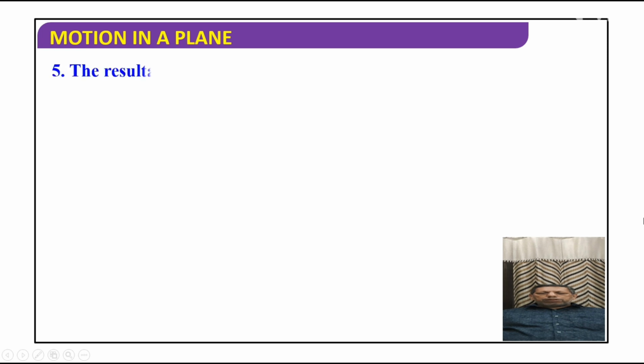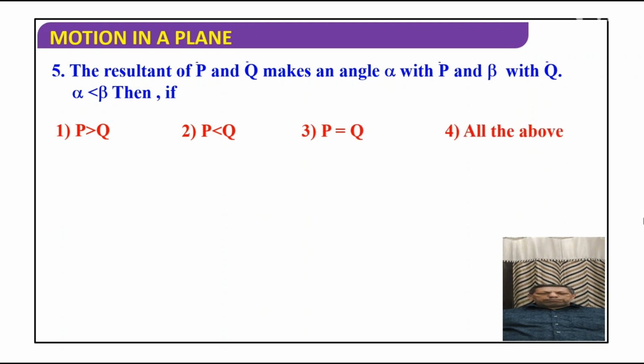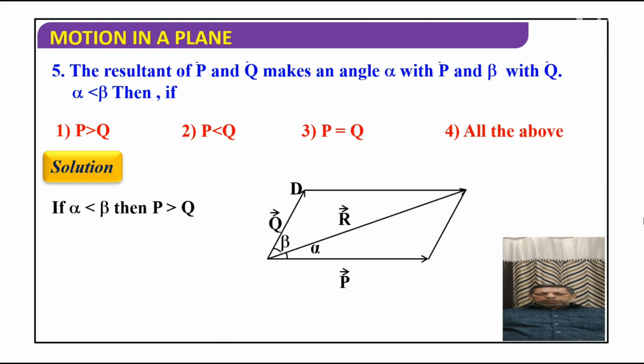The resultant of P and Q makes an angle alpha with P and beta with Q. If alpha is less than beta, then first option is P greater than Q, second option is P less than Q, third option is P equal to Q, fourth option is all the above. So let us see the solution. We have just seen that alpha is less than beta, then P must be greater than Q. Draw the diagram and see, P must be greater than Q, so first is the correct answer.